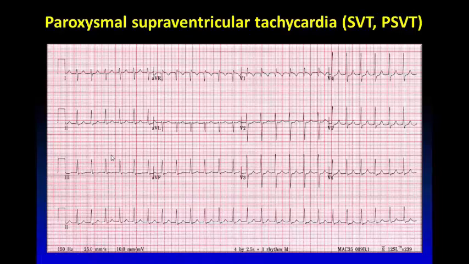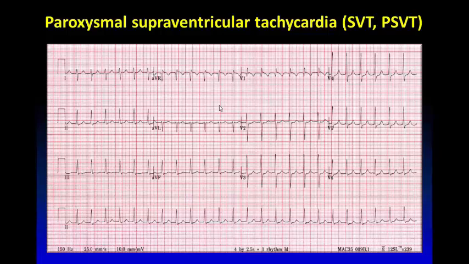This is a 12-lead ECG showing paroxysmal supraventricular tachycardia. The heart rate is approximately 150 beats per minute because we have two large squares between the successive R waves. The rhythm is regular, and I cannot see P waves in any of the leads of this 12-lead ECG. And hence, this arrhythmia should not have arisen from the sinoatrial node.